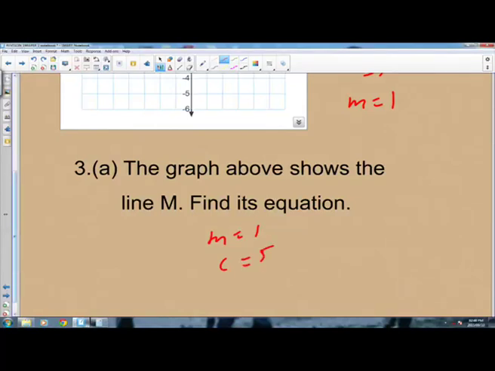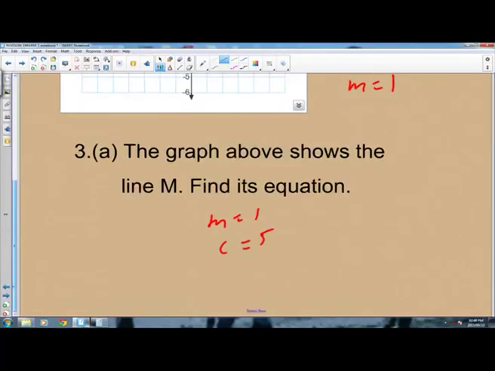And then the equation of this line will be y equals x plus 5, because it's y equals mx plus c, and our m is equal to 1. Now when it's 1, we don't write it. It will just be y equals x plus 5, where the 5 is the y-intercept. This is how we find the equation of a line.